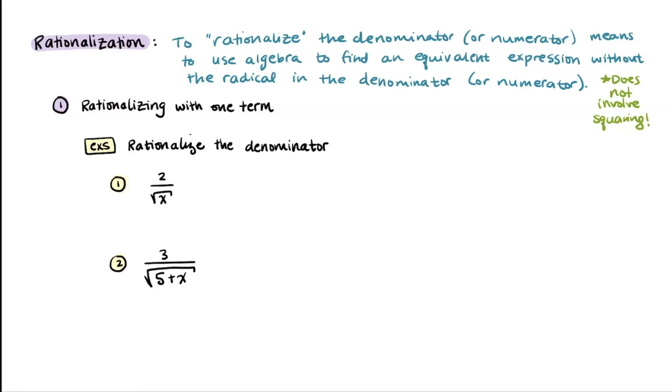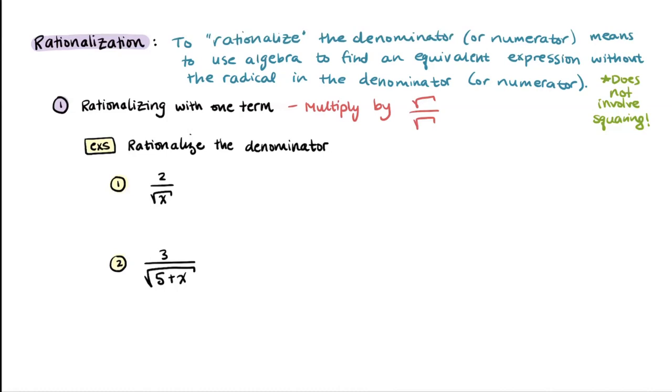Okay, so let's just start with rationalizing one term. By that I mean in the numerator or the denominator, we just have a root. There's not the root plus or minus anything or vice versa. We'll look at that case in just a second. So when you're rationalizing something with one term, what you want to do is multiply by a square root over square root. Square root of whatever it is over square root of the same whatever it is.